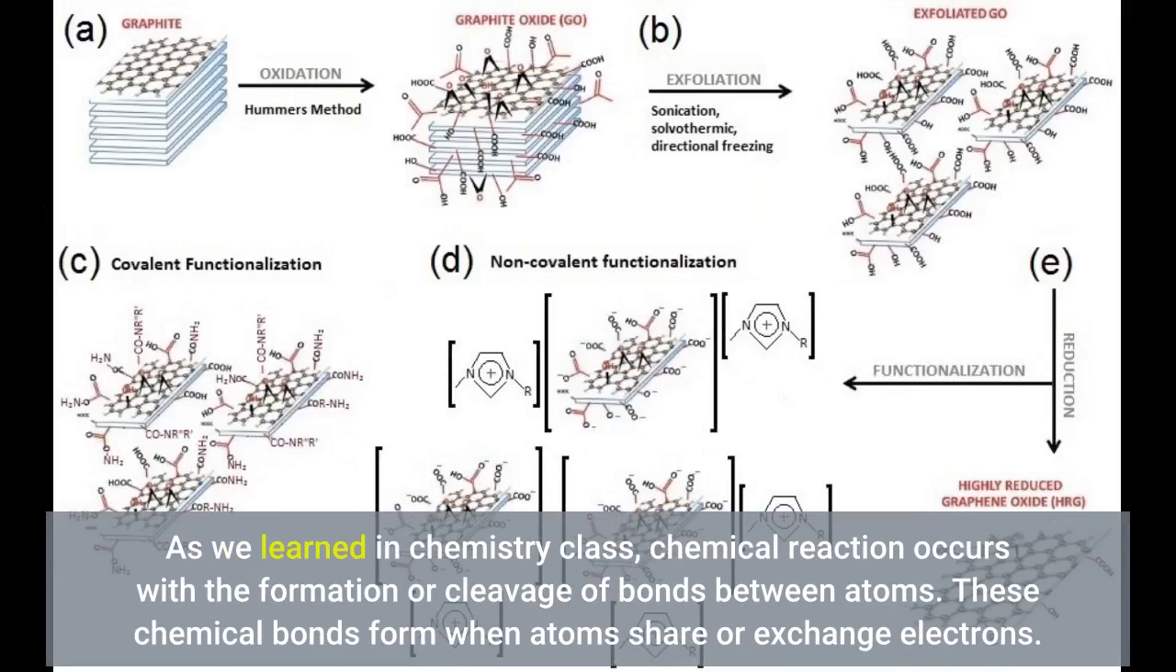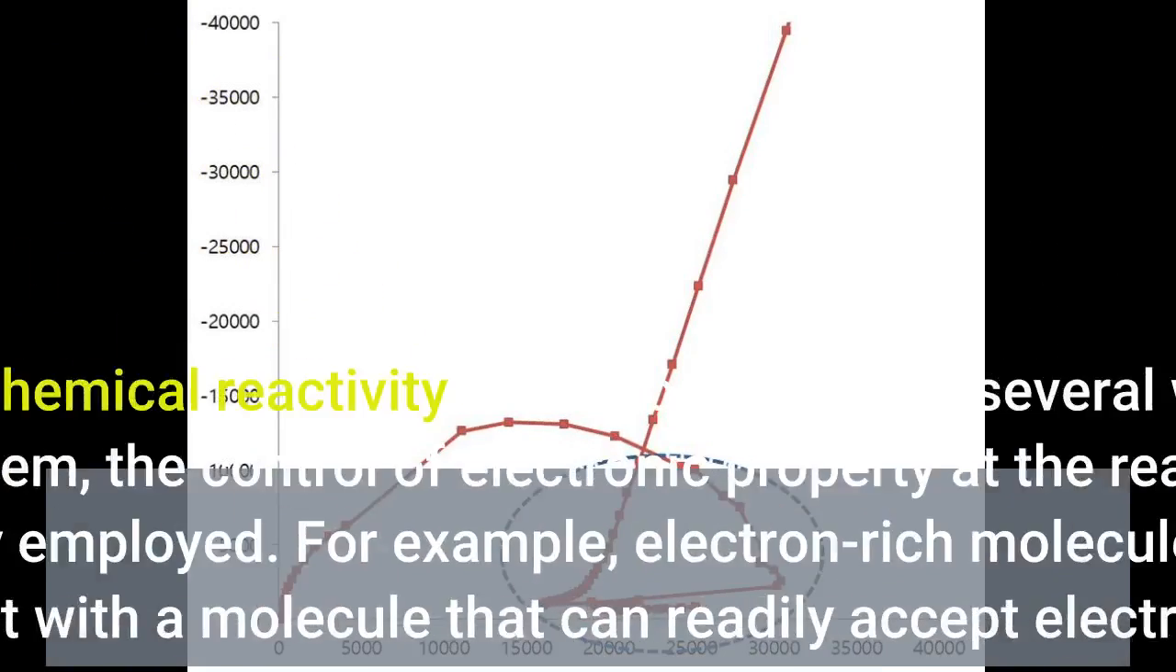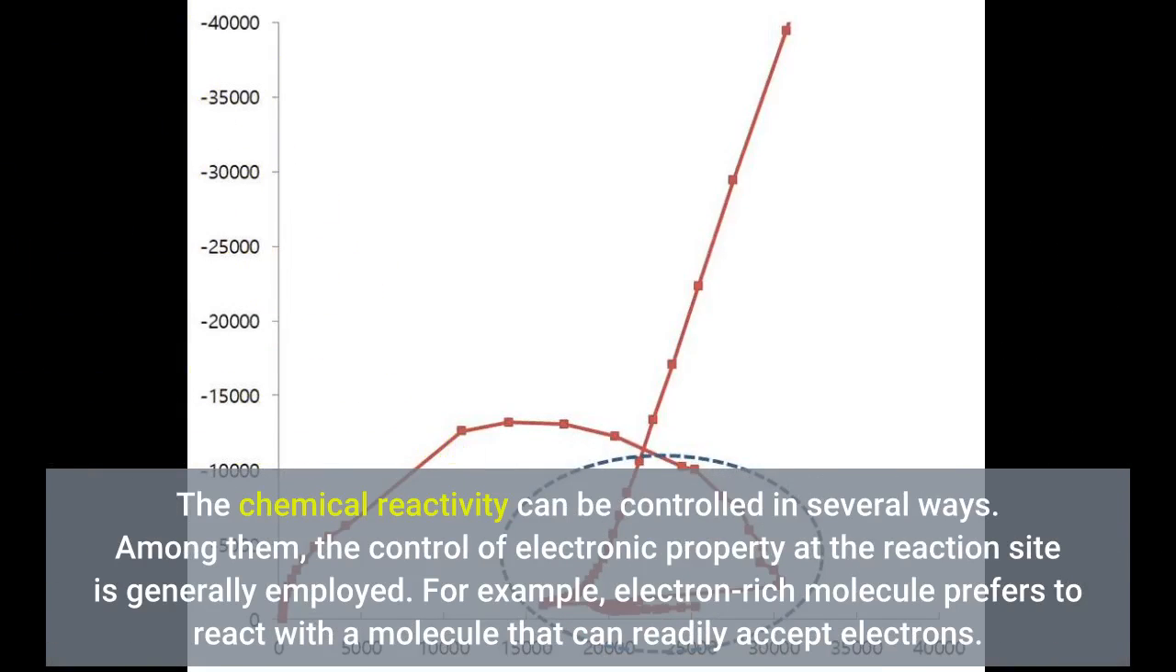As we learned in chemistry class, chemical reaction occurs with the formation or cleavage of bonds between atoms. These chemical bonds form when atoms share or exchange electrons. The chemical reactivity can be controlled in several ways. Among them, the control of electronic property at the reaction site is generally employed. For example, electron-rich molecule prefers to react with a molecule that can readily accept electrons.